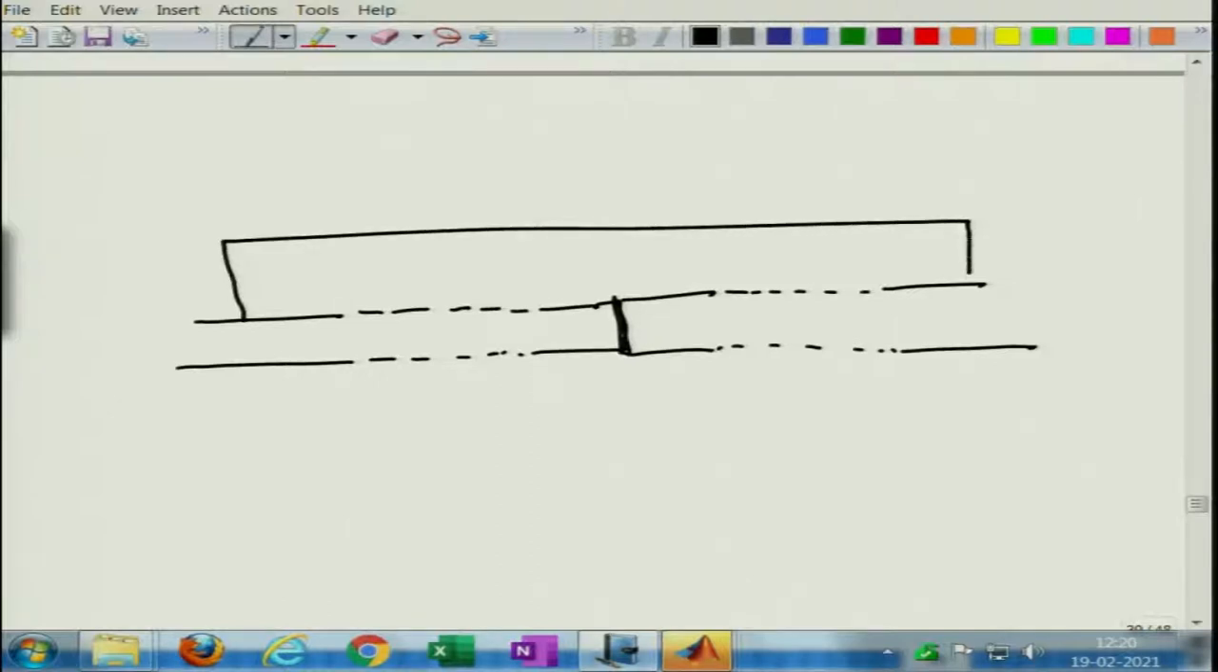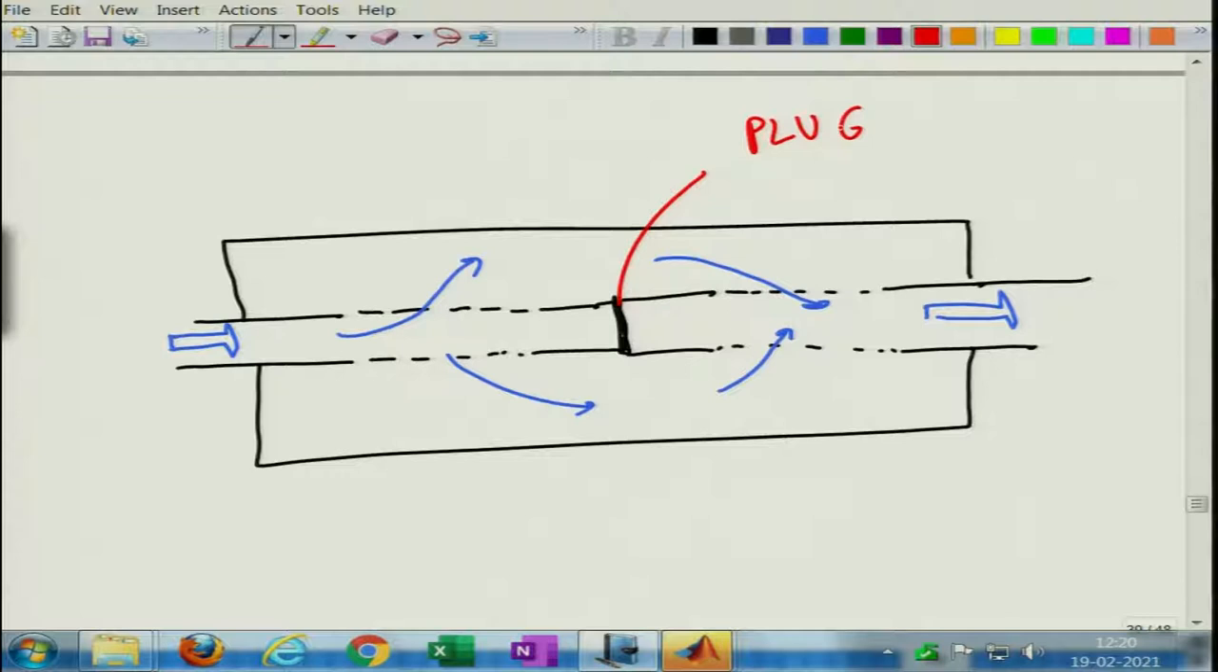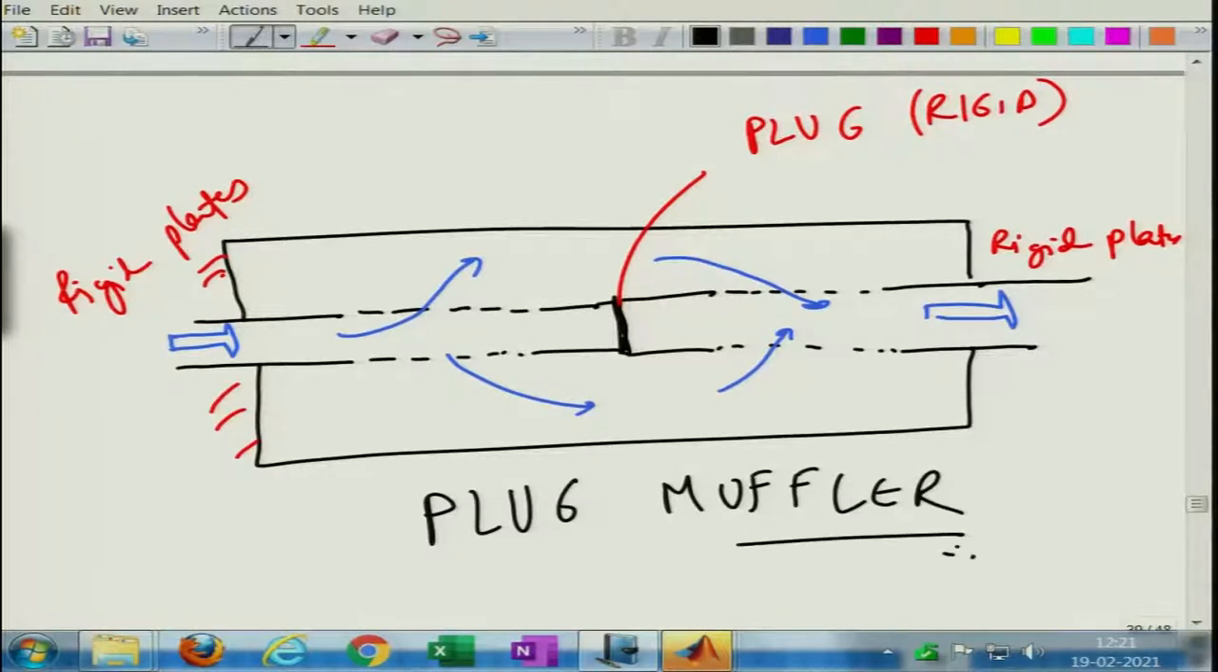So, this will be like this. The flow goes through and is again forced to expand or again enter back. Okay. And this is called the rigid plug, and these are rigid plates. This is called a plug muffler, a plug muffler. Okay. Let us analyze and label the different geometrical dimensions of the plug.